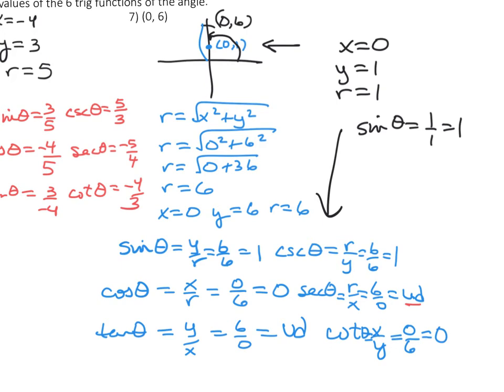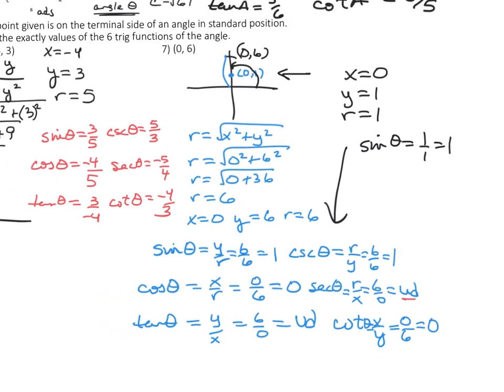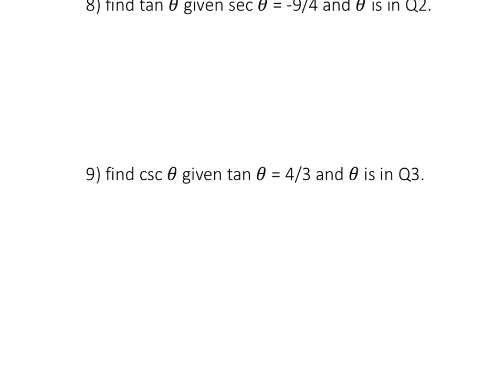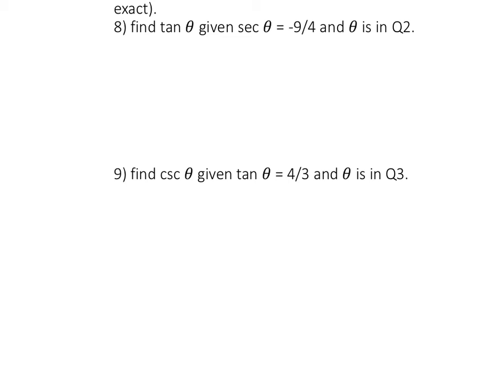Now, let me show you what I saw when I was looking at some of the submissions. So, for example, on number 8, or number 9, let's just do 9. Some students realized that tangent was y over x. So they just said, okay, y equals 4, x equals 3.